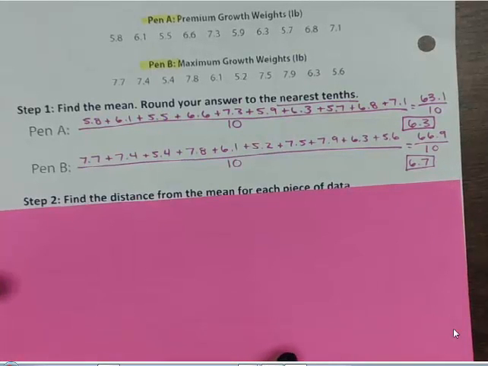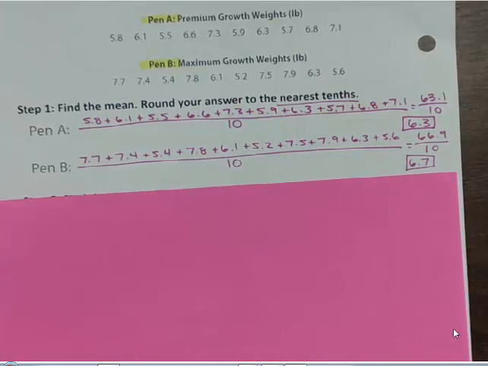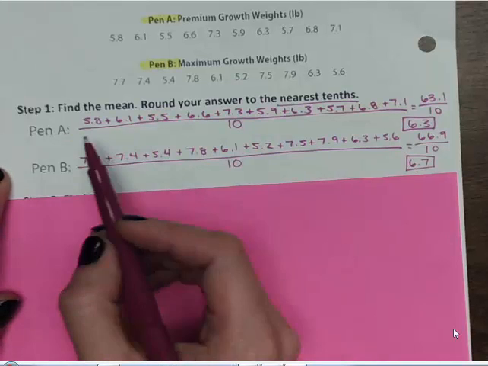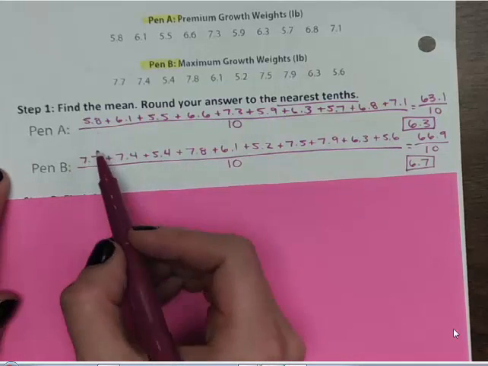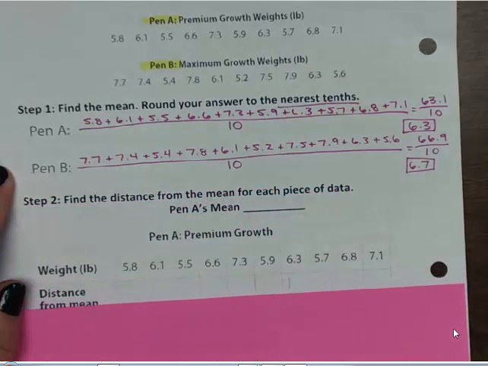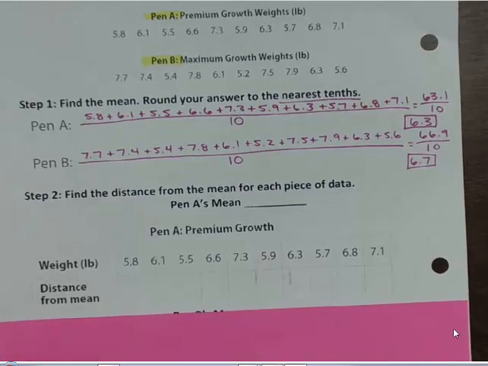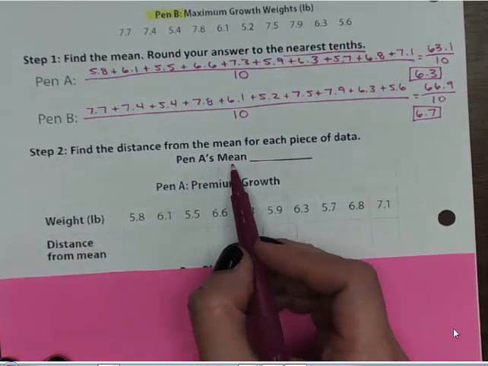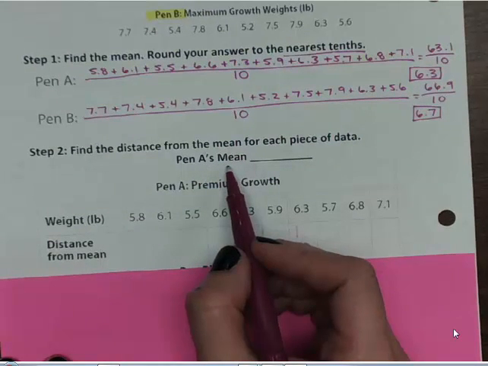Okay, my next step here after I find the mean is I need to find the distance from each of the data sets in pen A and pen B from the mean. So let's look at pen A first. Okay, what was pen A's mean again? Okay, you should have said 6.3.